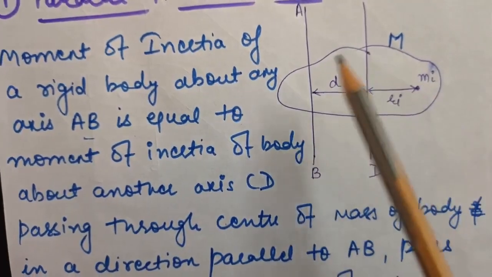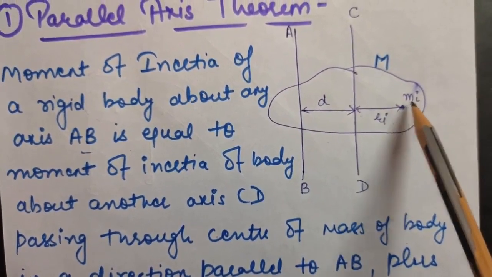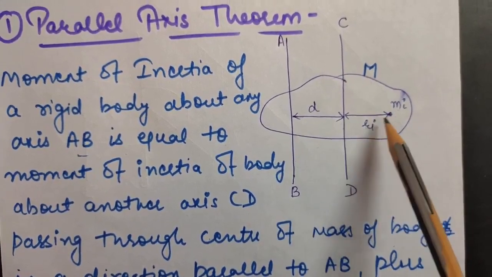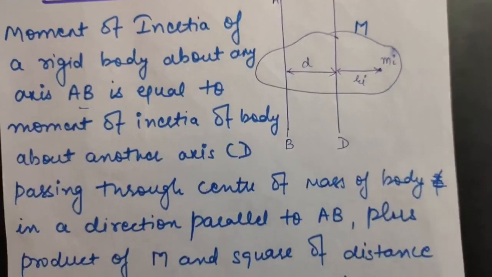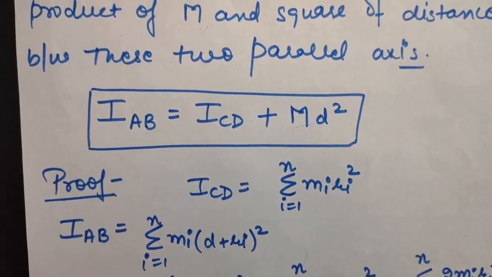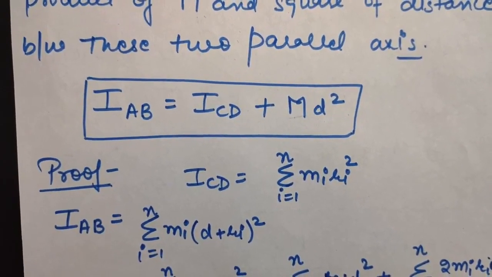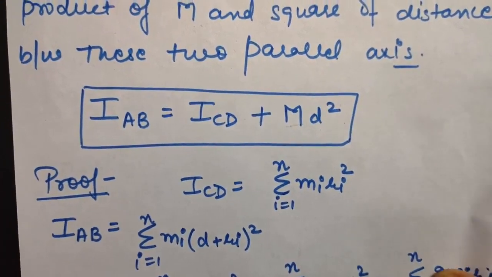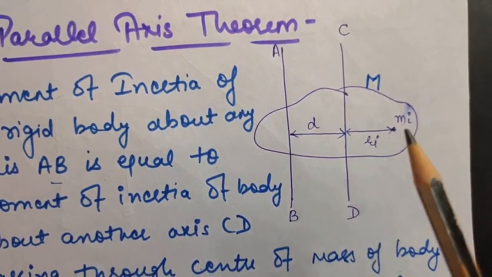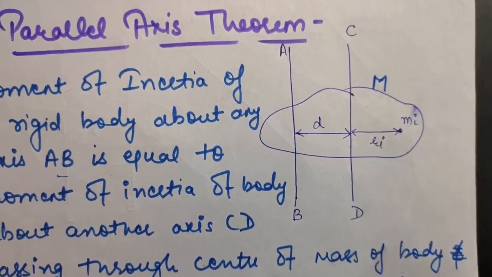So see, there will be various masses in this body, right? So I am denoting the masses by Mi, and let us say their perpendicular distance from the axis CD is Ri. Okay, so now for the proof, first of all let us calculate ICD, that is moment of inertia about axis CD. And as you know, moment of inertia is defined as the product of mass and the square of perpendicular distance from the axis of rotation. So now look here, for this mass, moment of inertia about CD will be Mi into Ri square.